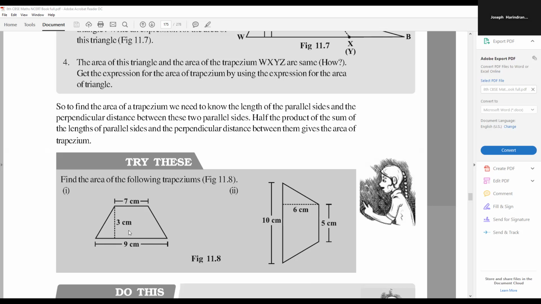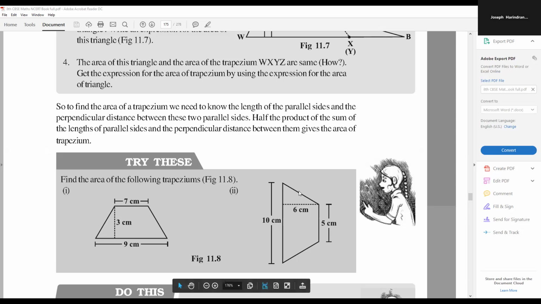Mind itself we can work out. Half into 16 is 8, 8 into 3, 24. Or half into 48, 16 into 3 is 48. Half into 48 is equal to 24 square centimeter. 24 centimeter square is the answer for the first one.